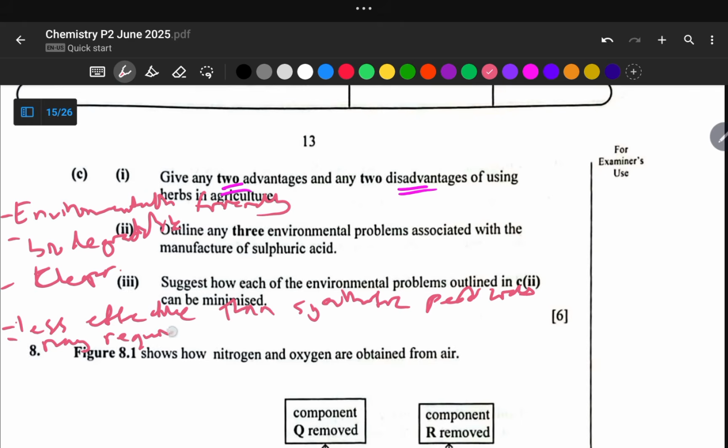They may require frequent application, right? Are we together?